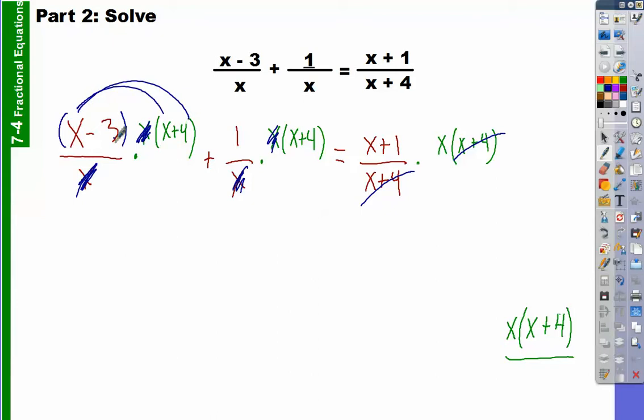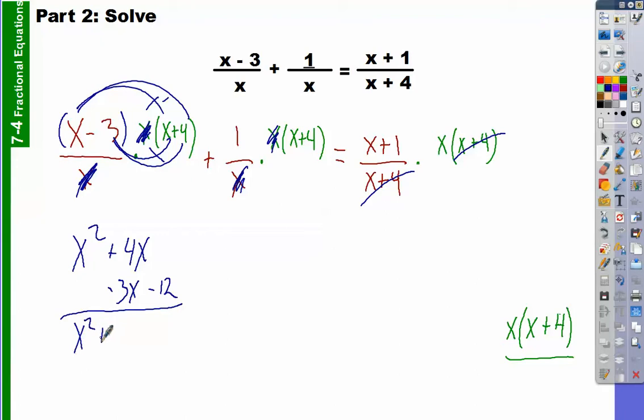Rainbows and smiley faces time. So x times x is x squared. 4x, so we've done that, cross it out. x times 4x is 4x. Cross it because we've done it. Negative 3 times x is negative 3x. Negative 3 times 4 is negative 12. So let's combine these terms. So we have x squared plus x minus 12.